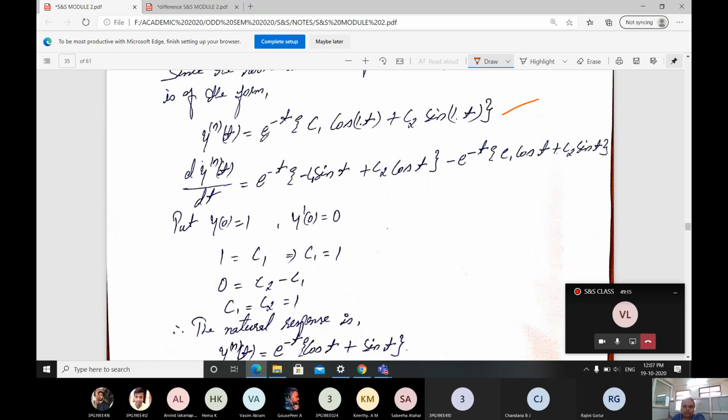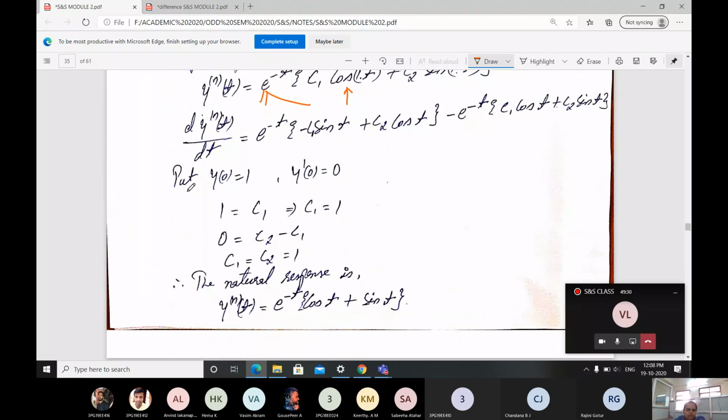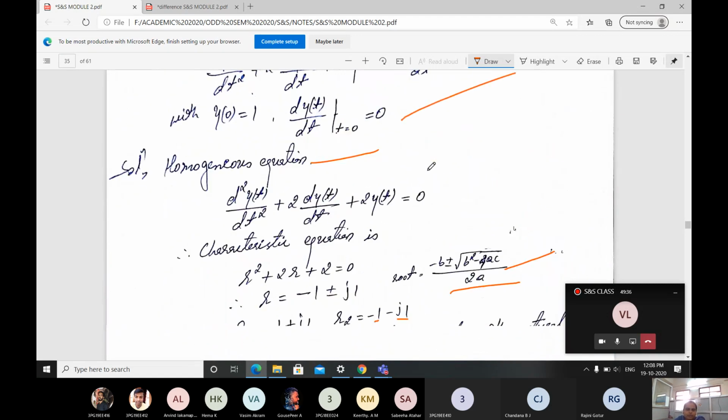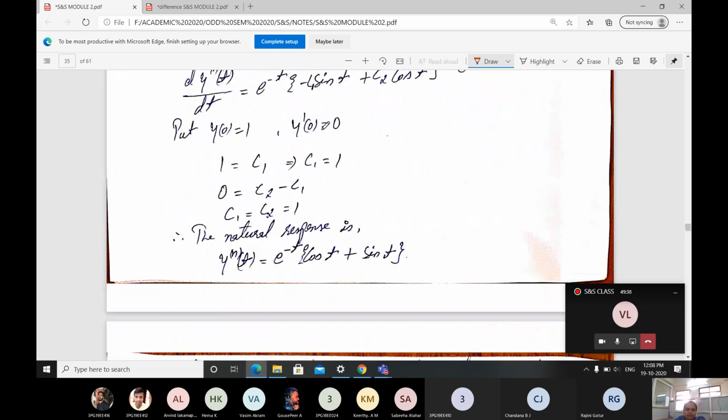I hope you will be knowing. First what you have to do, first you differentiate this whole, then keep this one as it is, then differentiate e raised to minus t, then keep this whole as it is. That is like a differentiation you have to do. Then what you have to do, put y of 0 is equal to 1, what's already given, this is the given condition for us, right? Then y dash of 0 is going to be equal to 0.